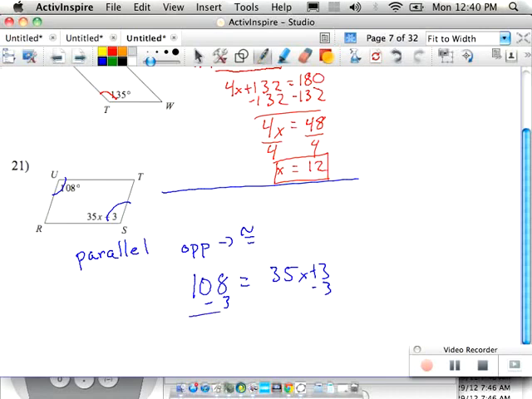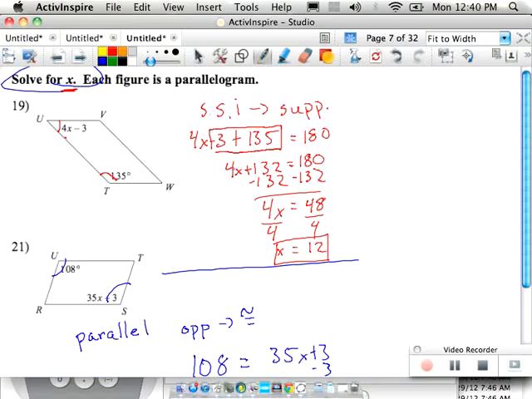So I'm going to subtract 3 from both sides. Then I'll get 105 equals 35x. When I divide both sides by 35, not the x, just the 35, that should give me 3. 3 equals x. So those are my answers for x, and both of them. Remember, I don't have to plug it in because in the directions, all it said was solve for x. It didn't actually say find the measure.